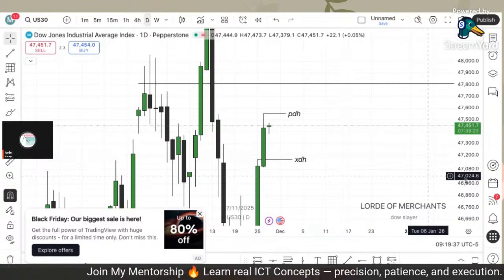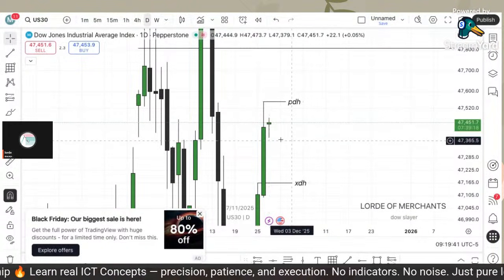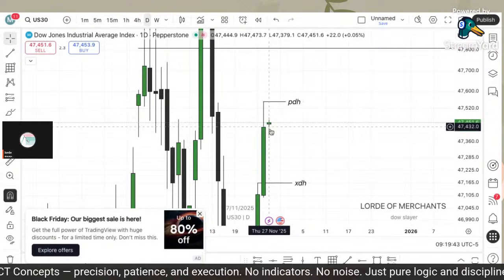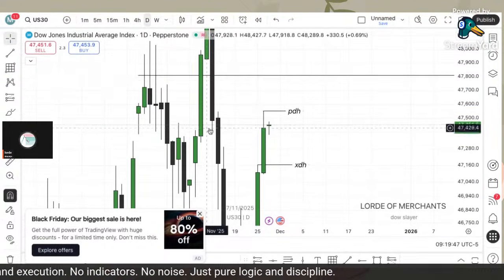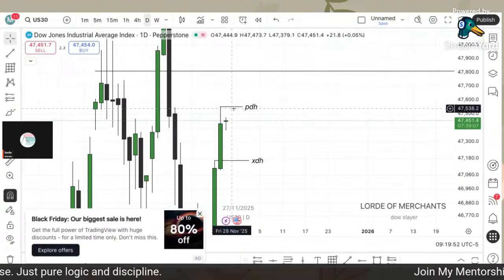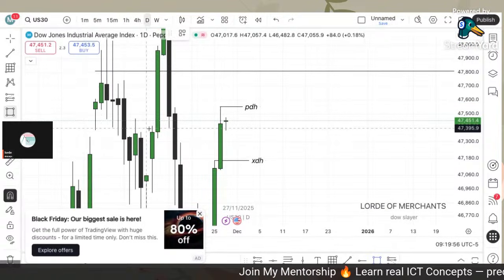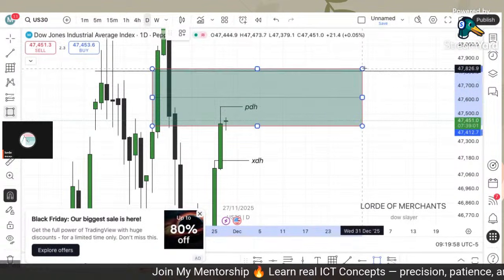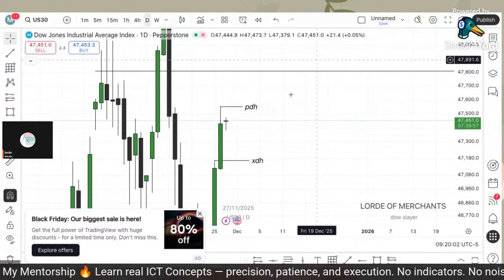You can see we also have a bit of rejection, but I don't want to trust it. Today we have this manipulation, so we want to see price going up, targeting this unfilled fair value gap. This fair value gap is what we want to look at, and wait for price to come and fill it. Today is a bank holiday. We don't expect a lot from the market. So that is what I'm looking at.